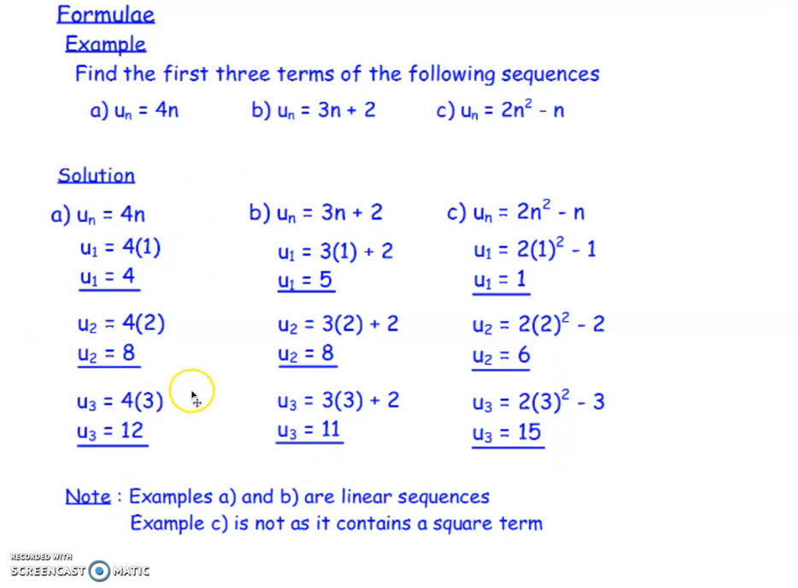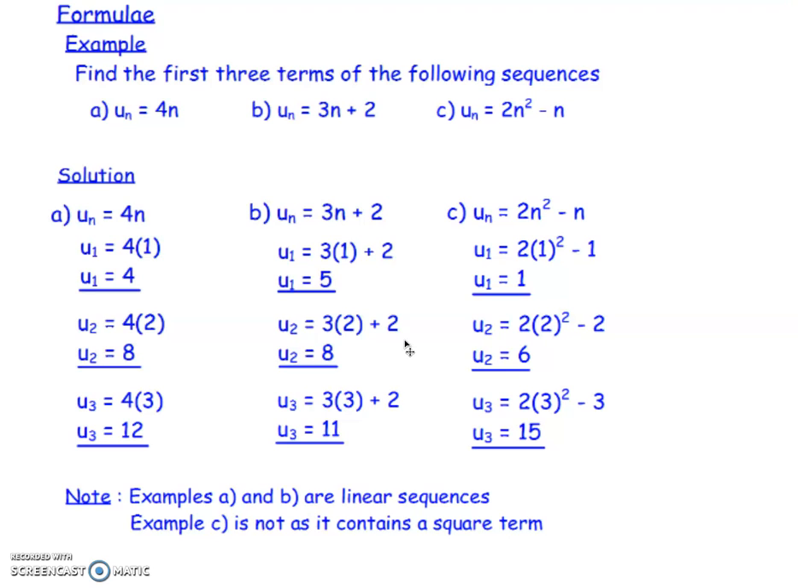Now notice that a and b are going up by the same number every time. They're going up by 4 in this case and 3 in this case. That means they're linear sequences because they're going up by the same number each time. For c, it's going up 5, then it's going up 9. So there's a difference there. So that's not a linear sequence because it contains a square term. So this is sequences.